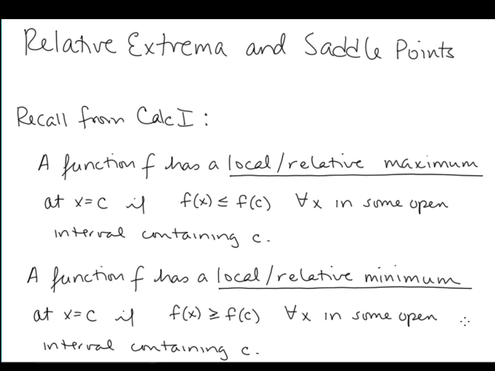A function f has a local or relative maximum at x equals c if f of x is less than or equal to f of c for all x in some open interval containing c. And similarly, f has a local or relative minimum at x equals c if f of x is greater than or equal to f of c for all x in some open interval containing c.